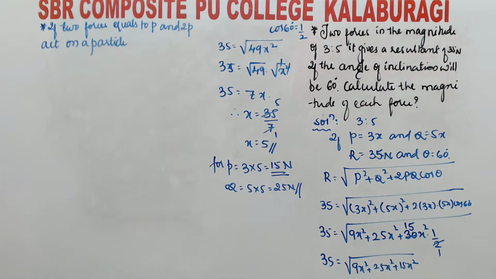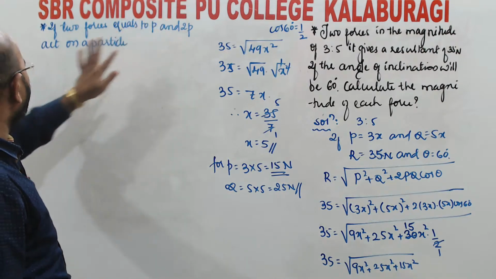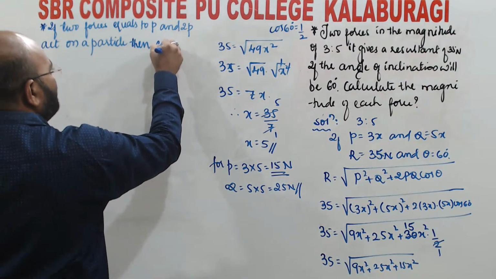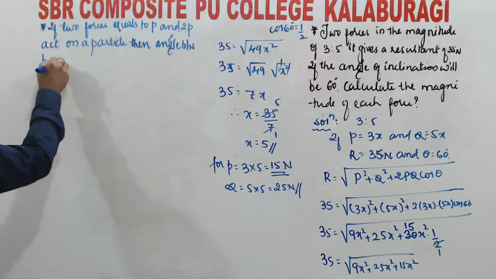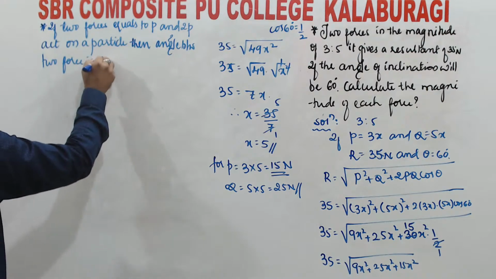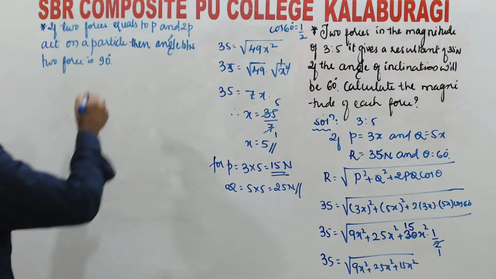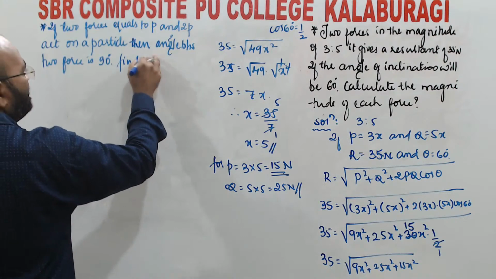If the two forces equal to P and 2P act on a particle, and the angle between the two forces is 90 degrees, find the resultant.